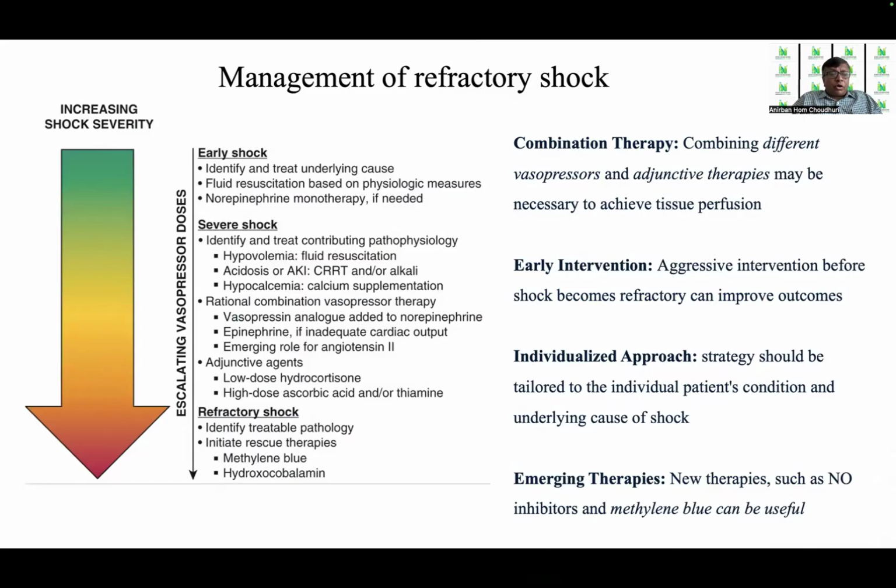So in refractory shock, we have to identify the treatable pathology. If we have been able to identify it, or till the time we can identify it, we have to continue with rescue therapies. Two rescue therapies are often highlighted: methylene blue and hydroxocobalamin, which do have some role in some cases. Combination therapy, combining different vasopressors and adjunctive therapies, may be necessary to achieve tissue perfusion when the patient is in refractory shock.